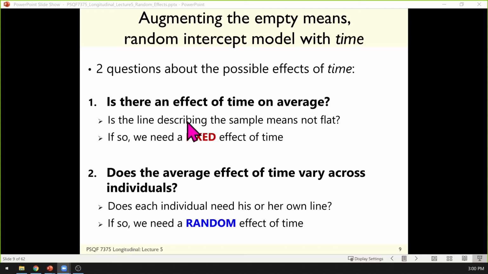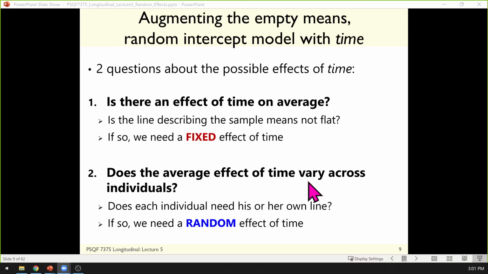On the mean side, is there an effect of time on average? Do we need fixed effects of time? Fixed effects of time are a common slope that's going to apply to everybody. That's the minimum that you would expect in terms of growth curve modeling in most cases. The part that's extra, that's available to us so long as we have 3 or more occasions, the part that ANOVA doesn't do, is this idea of, does each person need their own change over time? In which case we would say that they need a random time slope.